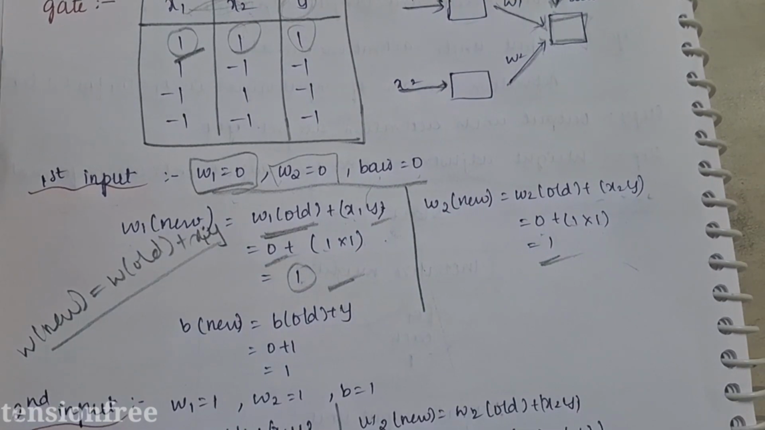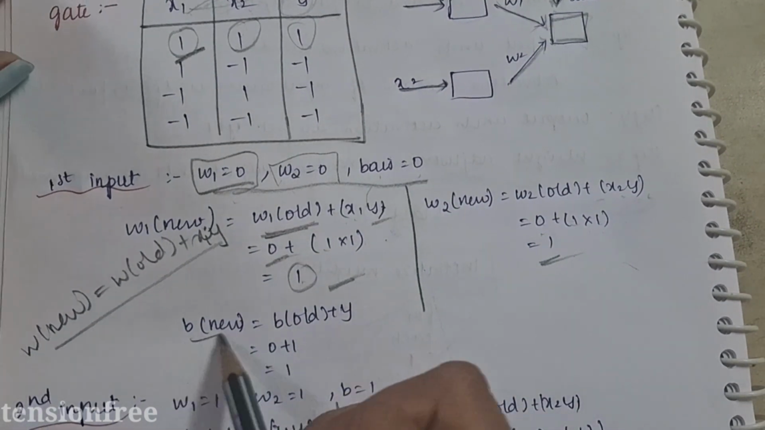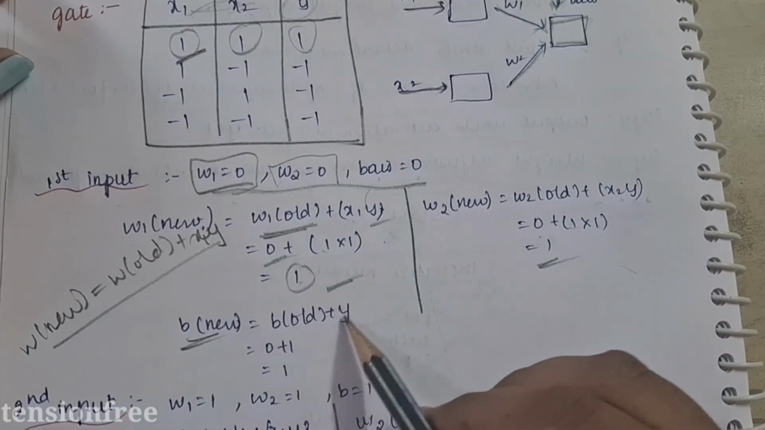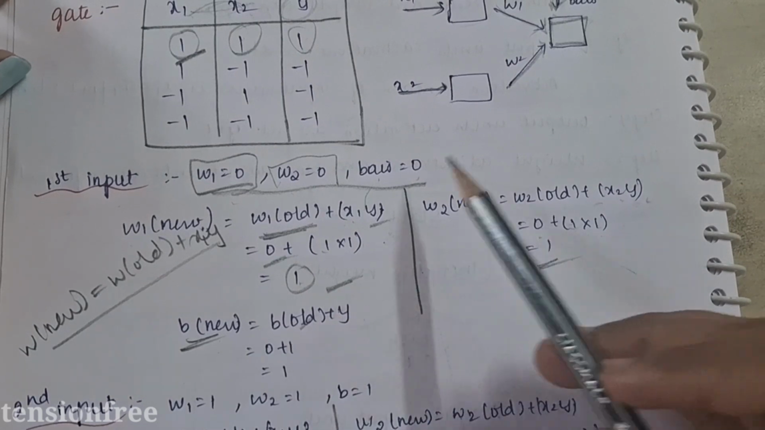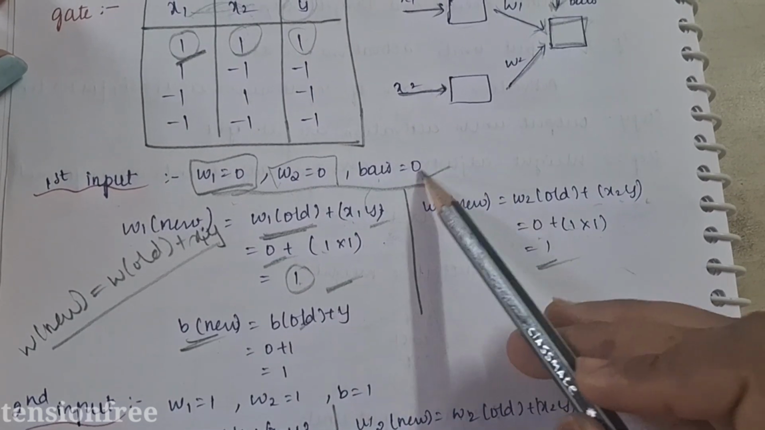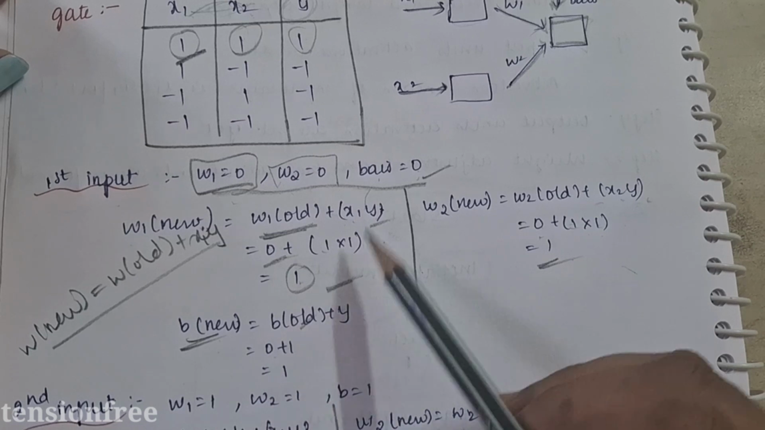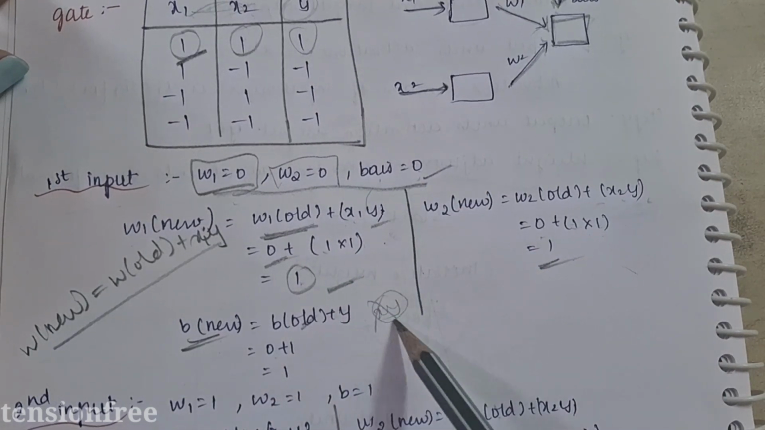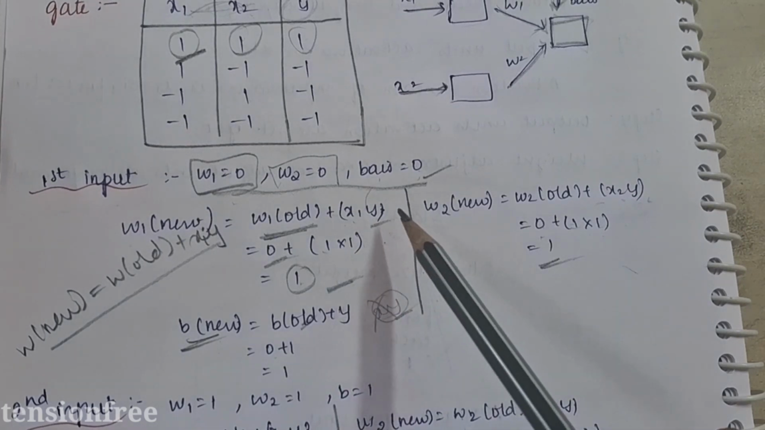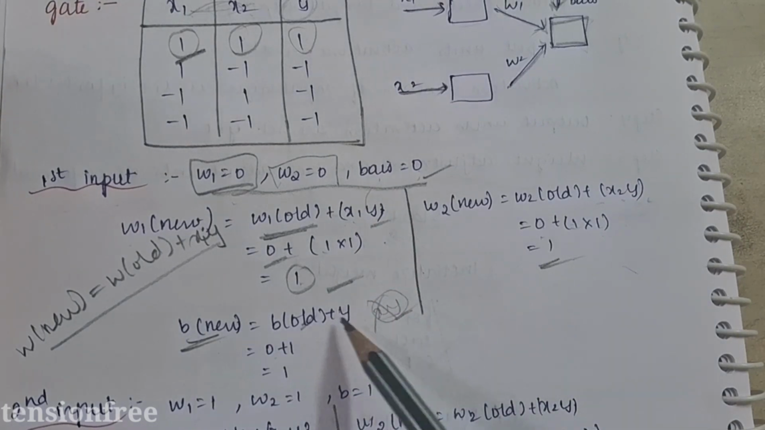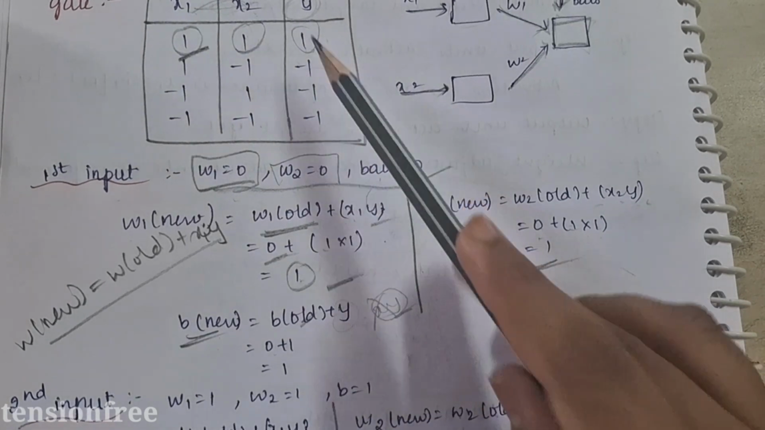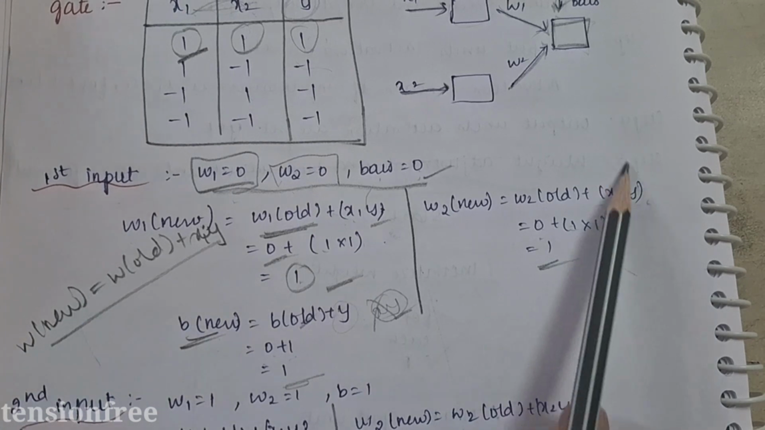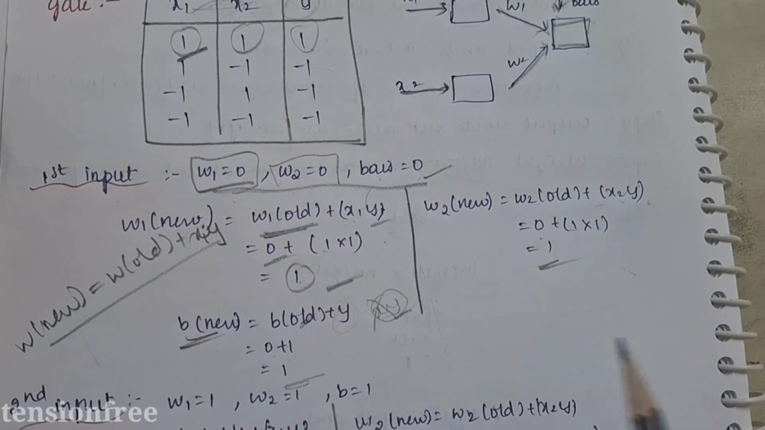After updating the weights, what is the next step we have to do? It's the bias. New bias is equal to old bias plus y. What is the old bias that we have initialized? It is 0, right? We have to write the 0 here. And what is the y value? Here we are not using xy, we are only using y, whereas in updating the weights, we will be using xy. What is the y value? 1. So 0 plus 1 is equal to 1. This is the first input where the weights and bias have been updated.